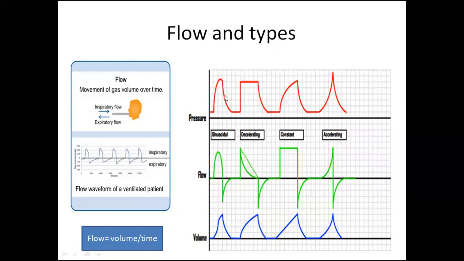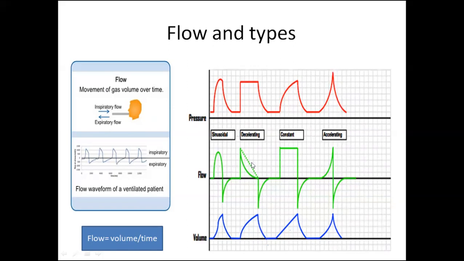So based on this, your pressure also will change. In sinusoidal, it will be sinusoidal. But when you have decelerating flow, your pressure will be constant. Like you can see here, the graph will be very constant. And when you have a constant flow, the pressure will slowly build up. It will be like accelerating pressure. And then accelerating flow, it will be almost accelerating.